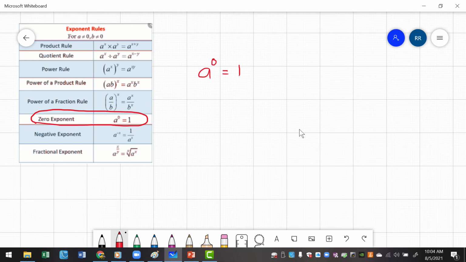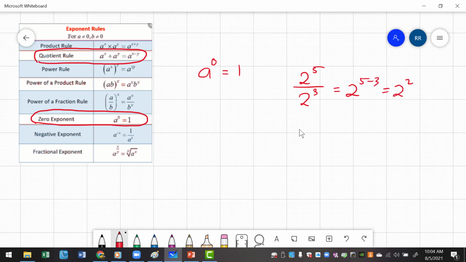Remember the quotient rule? In the quotient rule, you're dividing. If you divide two terms which have the same base in index form, you only need to subtract the power. So let me go back to there. Let's say I have 2 to the power of 5 over 2 to the power of 3. You will get 2 to the power of 5 minus 3, which is equal to 2 to the power of 2, right? So you only need to subtract the power over here.